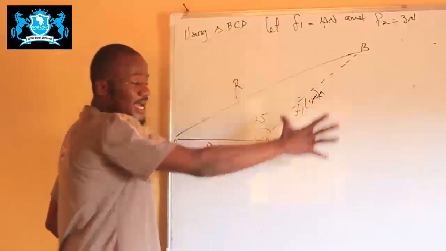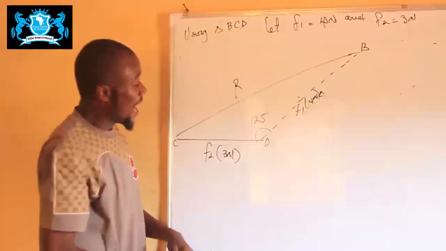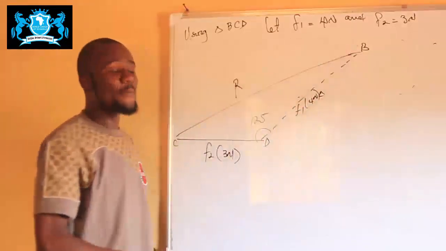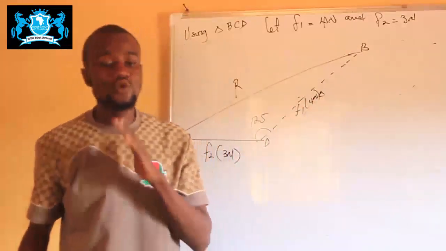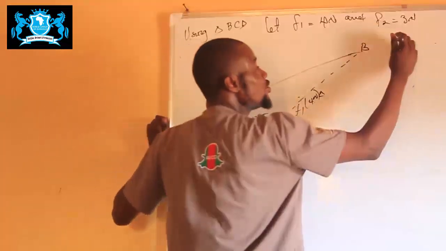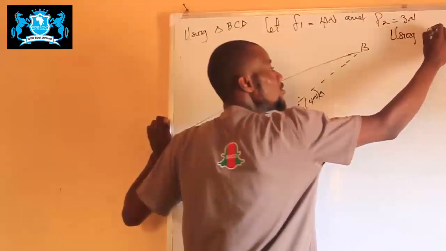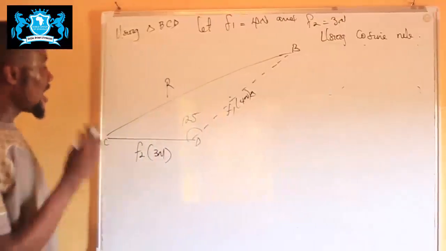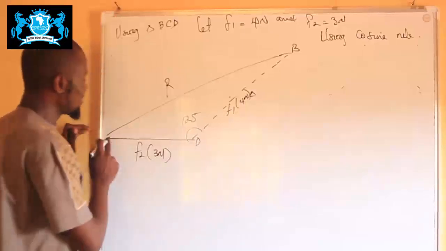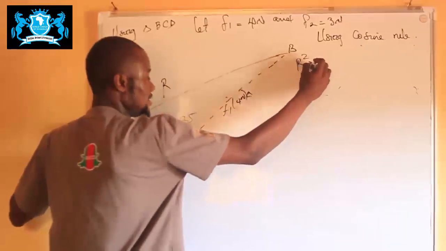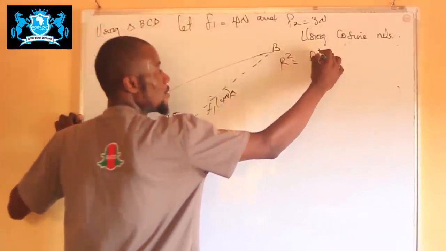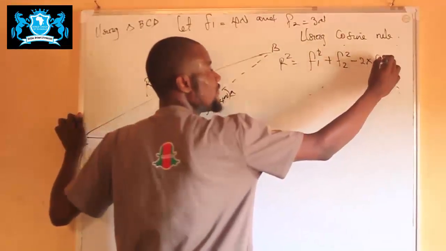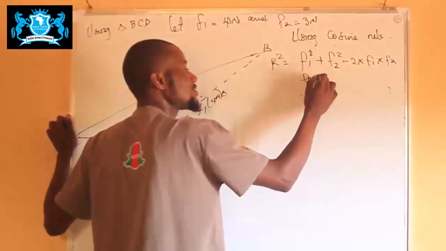Because if you look at this triangle now, two sides were given and an angle was given in between them, and you are being asked to find the other side, which happens to be the resultant force, you'll be using cosine rule. Cosine rule is derived such that the rule will tell us that R squared is equal to F1 squared plus F2 squared minus 2 times F1 times F2 cos theta.